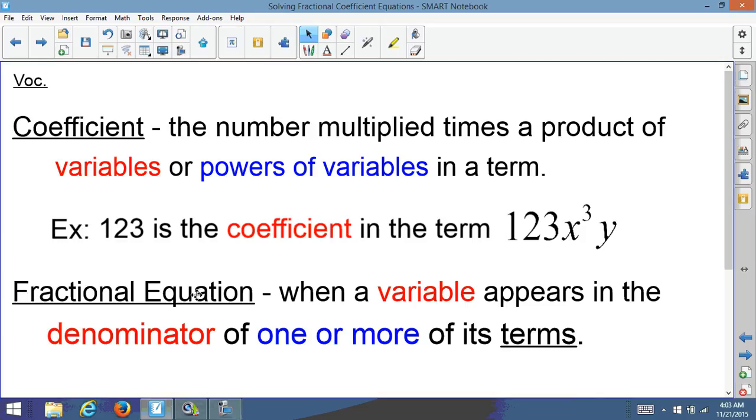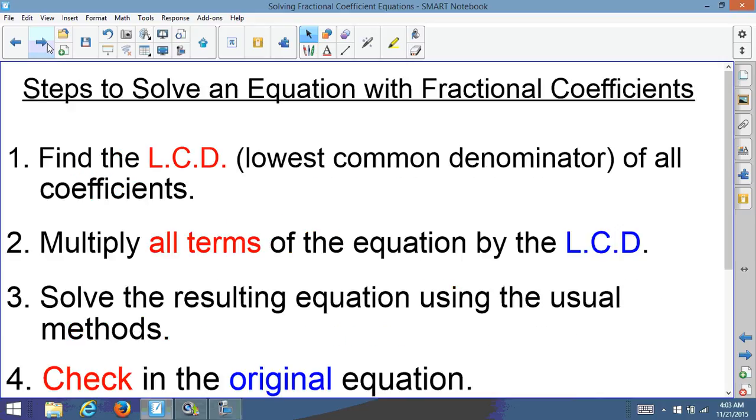So fractional equations are those where a variable appears in the denominator of one or more of its terms. We're going to take a look at some equations that are not really fractional equations because they may not have the variable in the denominator.